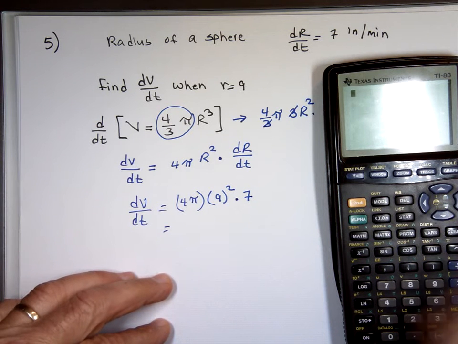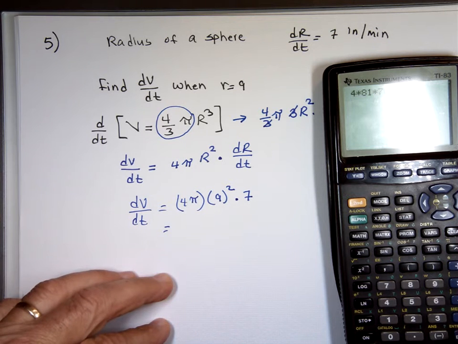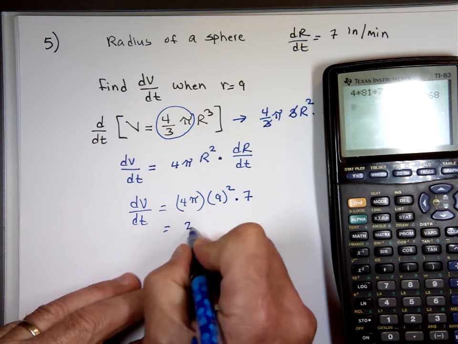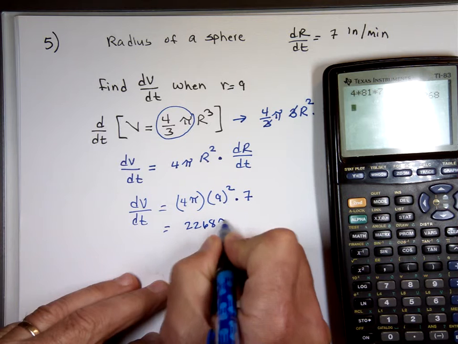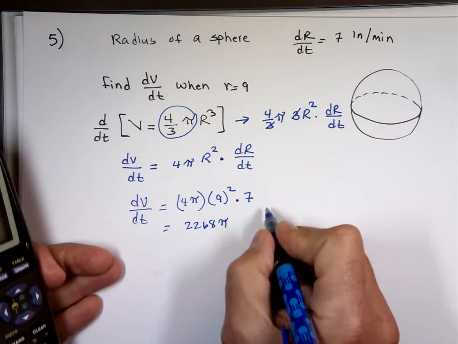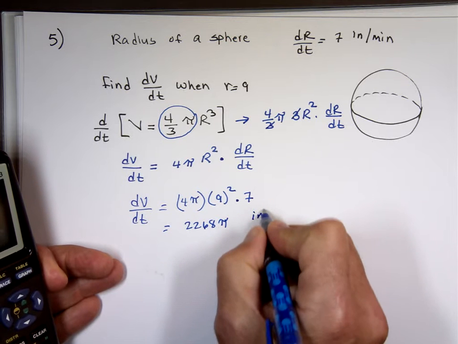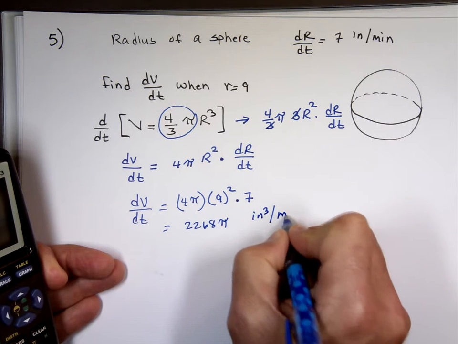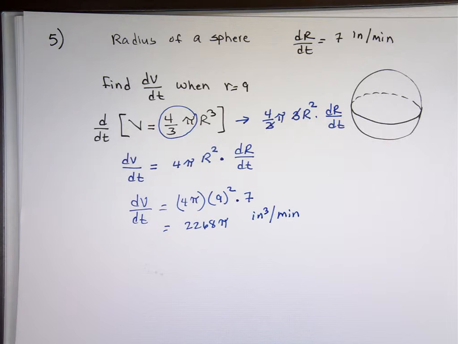Clear. Here we go. 4 times 81 times 7 is 2268 pi. Whatever that number is, this will be cubic inches per minute. Cubic, because volume is always in cubes. Cubic inches per minute.